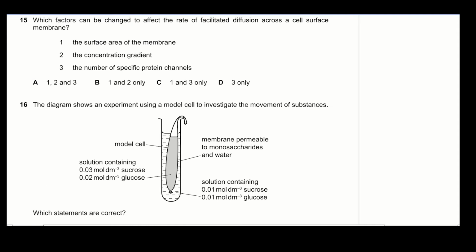Factors can be changed to affect the rate of facilitated diffusion across a cell surface membrane. 1. The surface area of the membrane. This is correct because as the surface area increases, this provides more space for transport proteins responsible for that facilitated diffusion, because facilitated diffusion is movement of substances through transport proteins. And we could see this example in mitochondria, which has folded cristae.